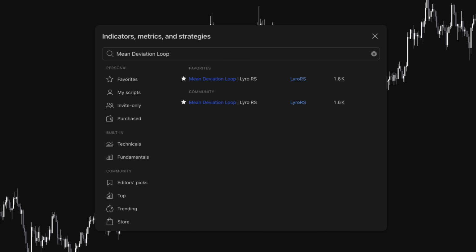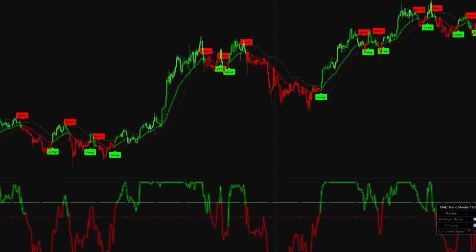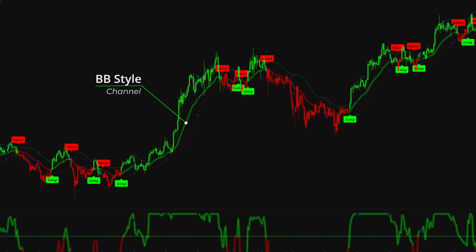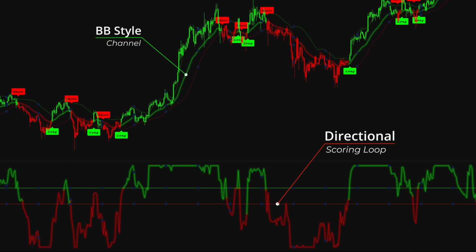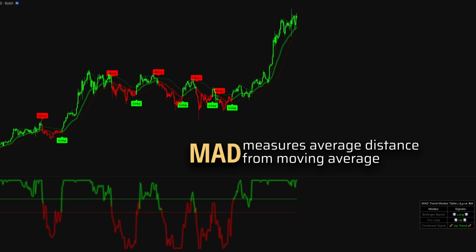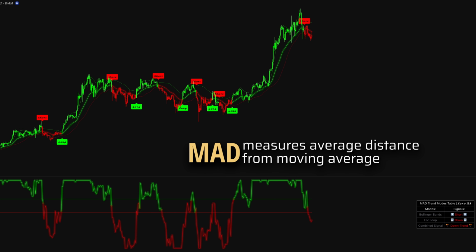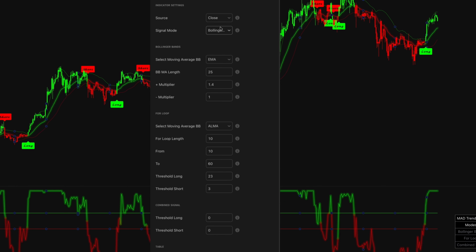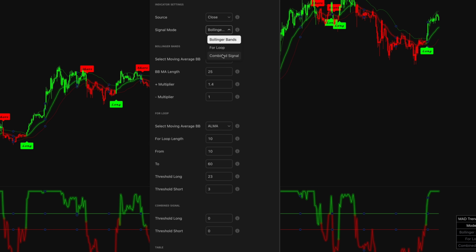Mean deviation loop. Created by LyraRS, this indicator applies mean absolute deviation, or MAD, calculations through 2 distinct methodologies: a Bollinger Band-style channel and a directional scoring loop. MAD measures volatility by calculating the average distance between price and a moving average, giving equal weight to all deviations regardless of size. Users select which signal mode to follow or combine both through a hybrid scoring system.